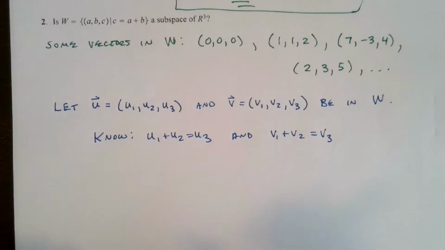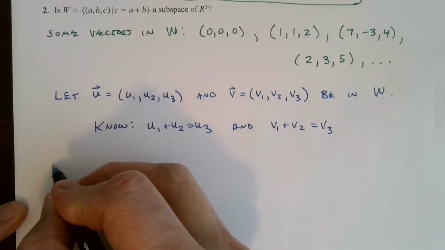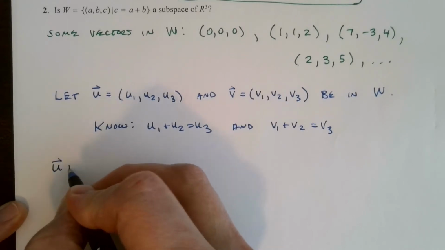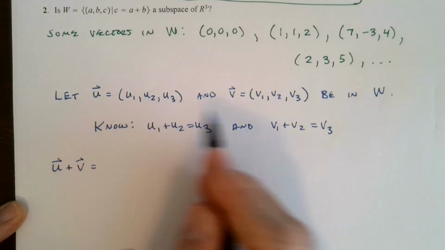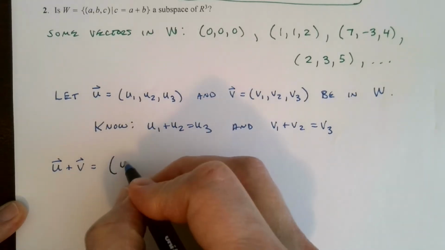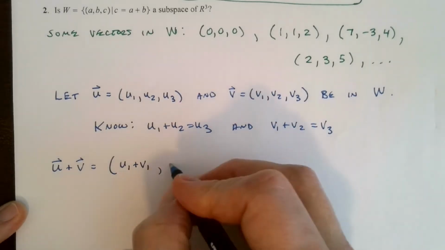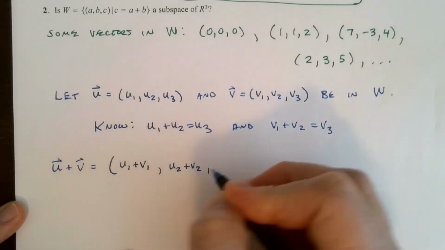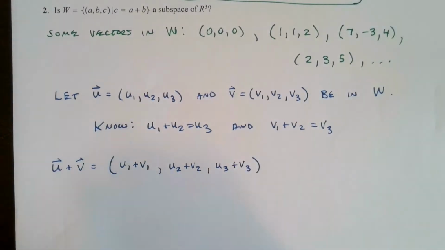Now, from this, what we want to do is show we're closed under addition. So, are we closed under addition? Well, we're going to take these two vectors and add them together. What do I get when I add these two vectors together? I get adding their first components together, get the first component, add their second components, add their third components. So, is this vector now also in W?